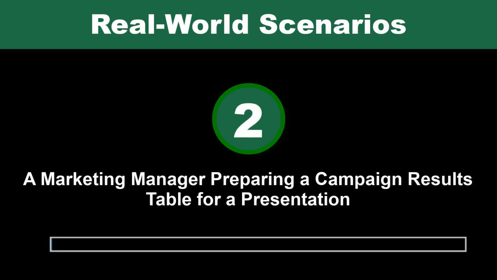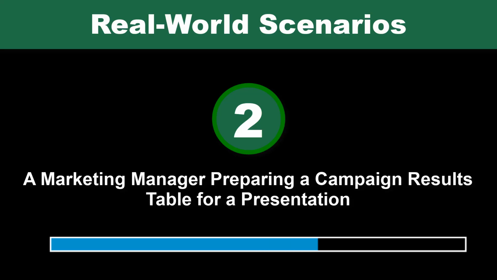A marketing manager preparing a campaign results table for a presentation. A marketing manager built a campaign performance table in Excel to share with leadership. The raw data grid looked unprofessional next to the design slides in the presentation. She needed to quickly apply consistent formatting before the meeting, but manual cell-by-cell styling was too slow.